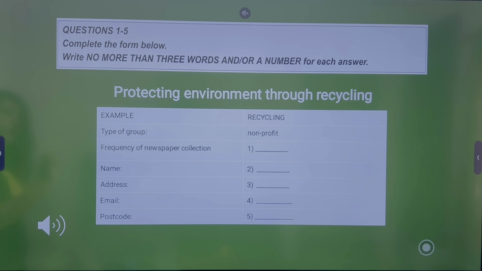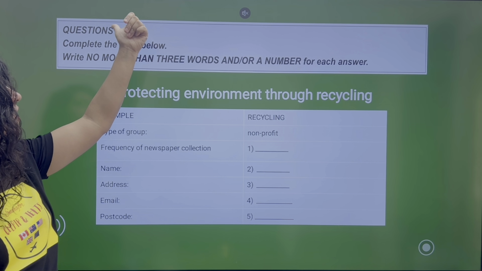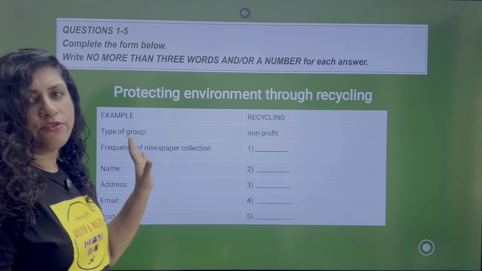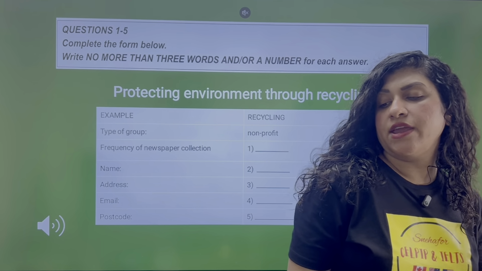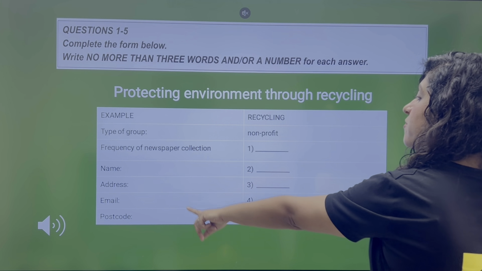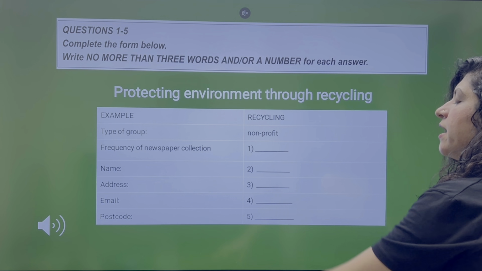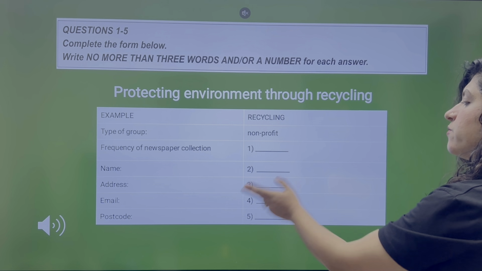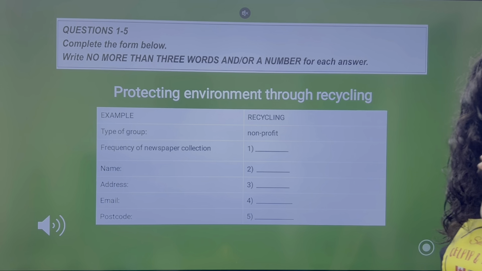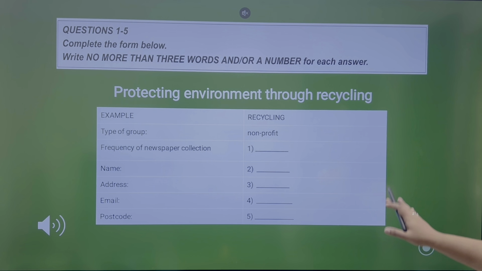So here you can see that this is part 1, right? It is question number 1 to 5. This is part 1, and it's kind of a form that's given, right? Why am I calling it a form? Because you can clearly see the type of information that it requires: name, address, email, postcode, right? So most of the time you will have this type of form completion in your part 1 in listening.